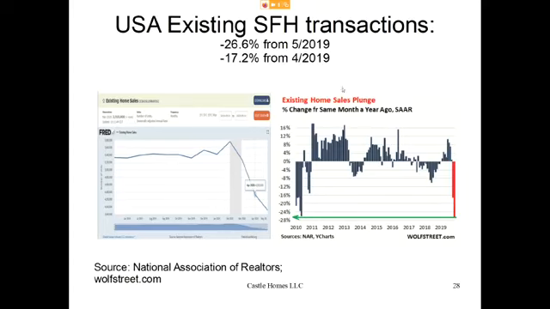Okay, so transactions are pretty much falling off a cliff. We were down 17% over April 2019, and we're down 26.5% over May 2019. So that is accelerating decline.